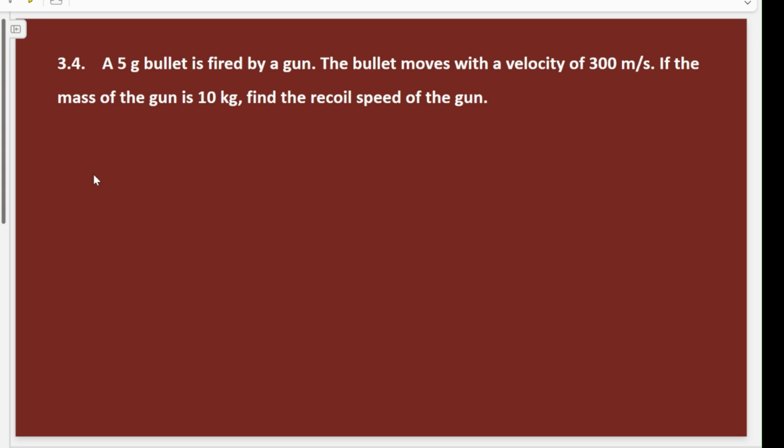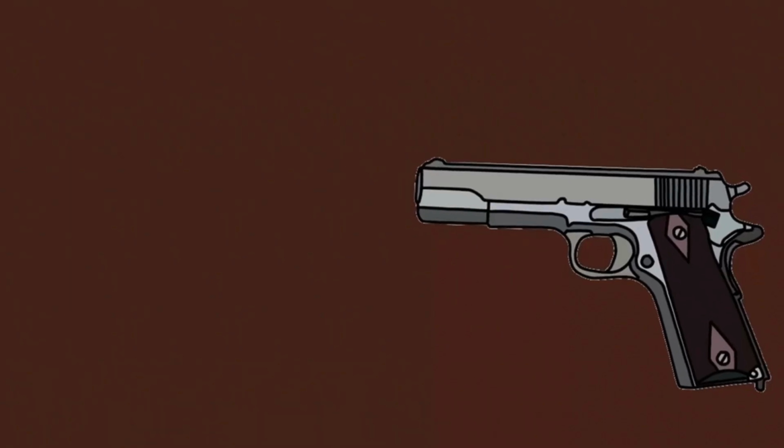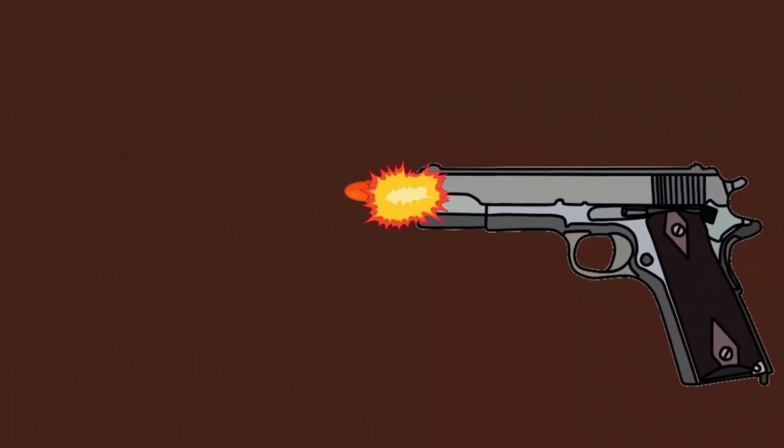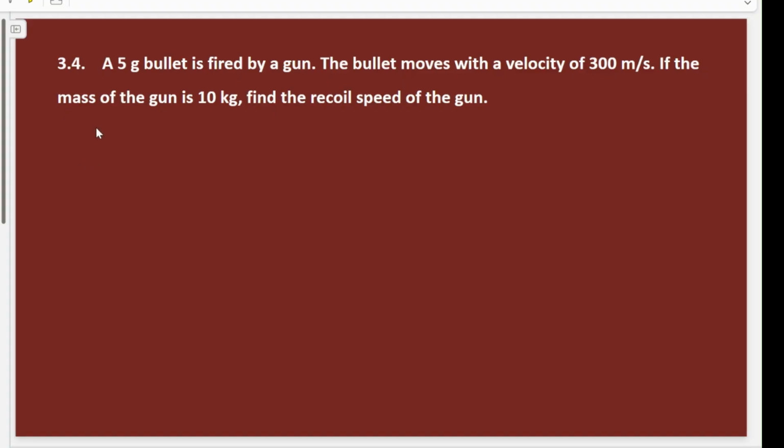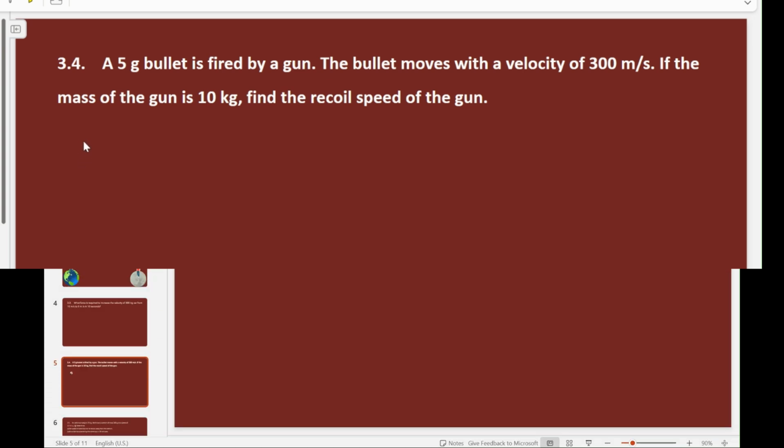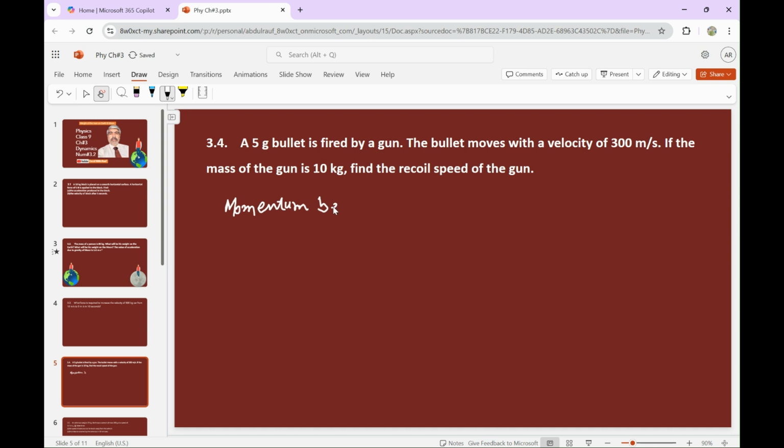This question belongs to the law of conservation of momentum. According to the law of conservation of momentum, the momentum of a system before collision is equal to the momentum of a system after collision. So we write here: the momentum before collision is equal to the momentum after collision.